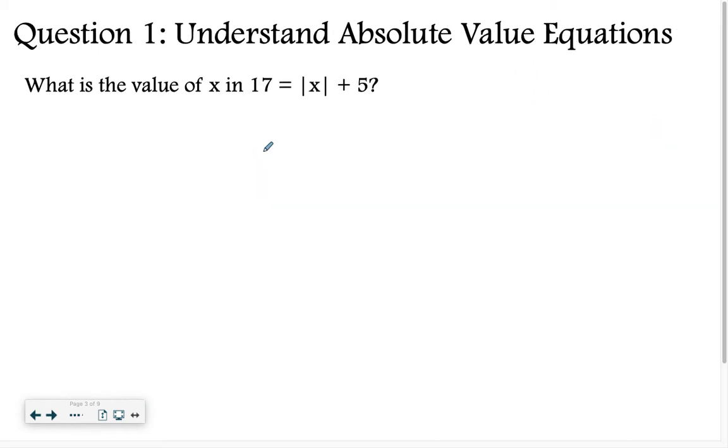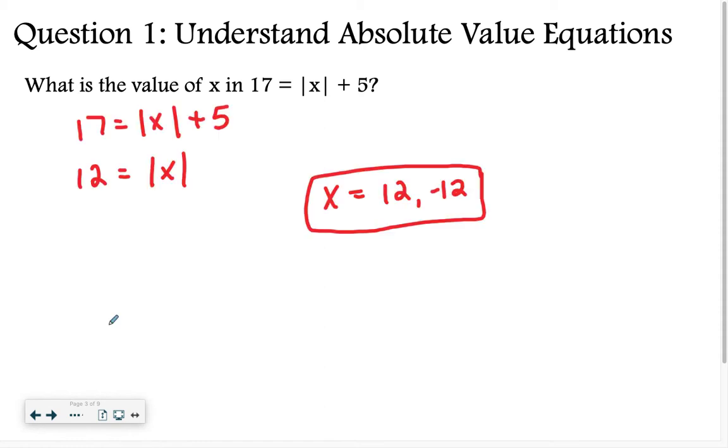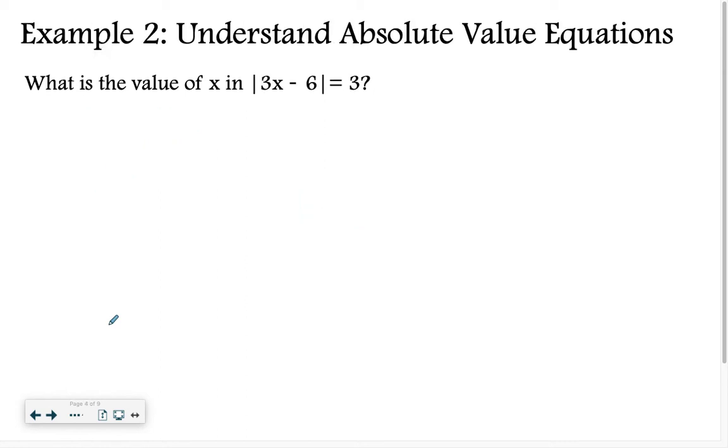All right, now let's talk about what is the value of x in 17 equals the absolute value of x plus 5. And by let's talk about this, I mean, why don't you try it first, and then when you're done with it, I will walk through it and see if you got the right answer. Good luck. All right, hopefully for this problem, you subtracted that 5 first, and then you just had the absolute value of x equals 12. And we know that the absolute value of x equaling 12 means that we have to have two numbers, positive 12 and negative 12, as answers.